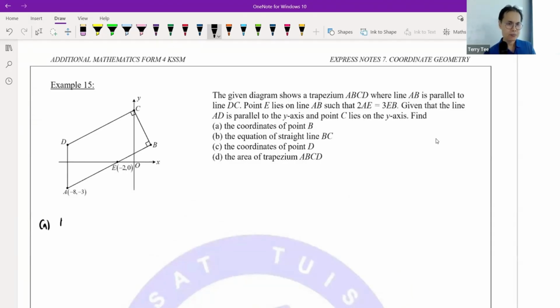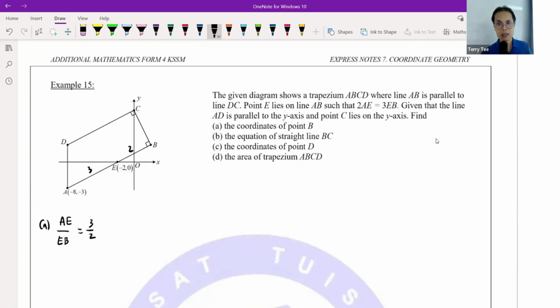Which one is longer? Sometimes in SPM, they purposely try to confuse the student. They make one side longer than the other. Then you label the wrong one because you look at the line, which one's longer, that's the 3. Don't think that way. So your AE over EB is 3 over 2. AE is 3. EB is 2.